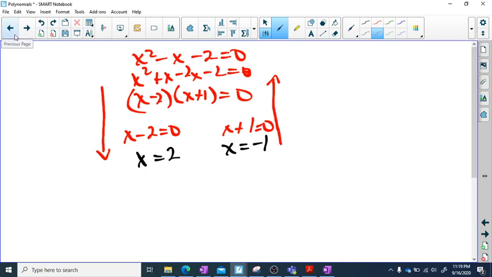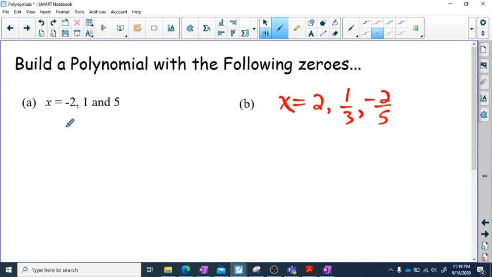So the only difference is we may now have 3, 4, 5, whatever. Probably only going to be 3 because we don't have to be too long of an expansion. Okay, so if I get negative 2 as an answer, that means that x plus 2 must have been a factor. If I get 1, that means x take away 1 must have been a factor.